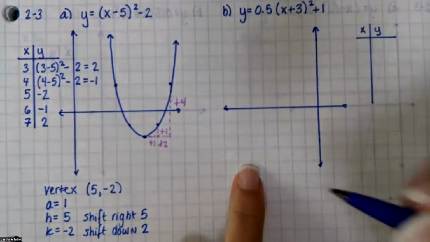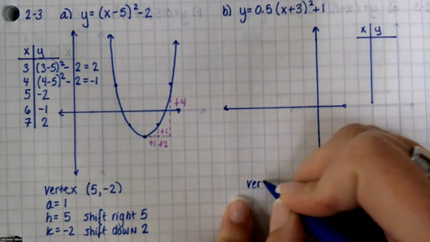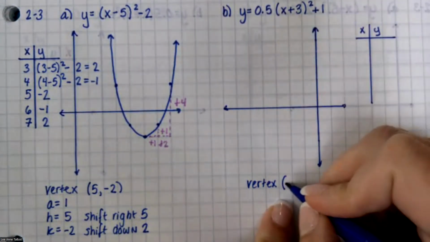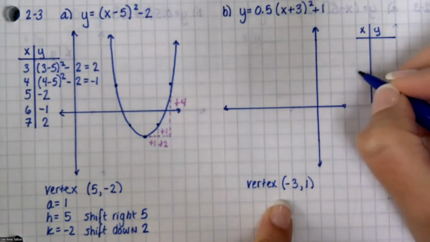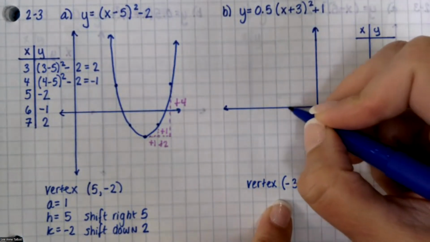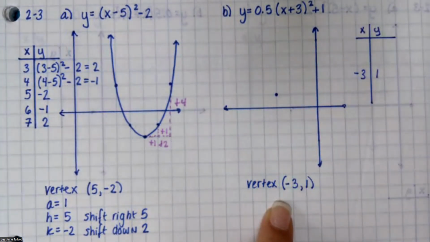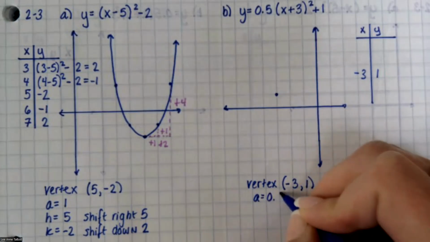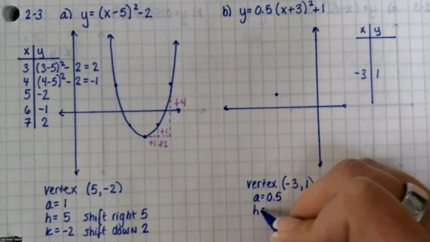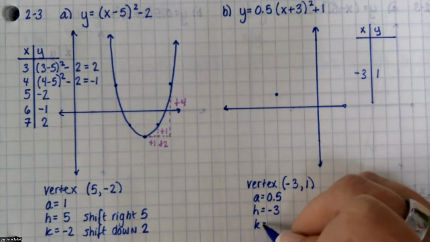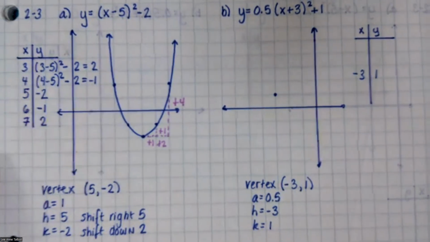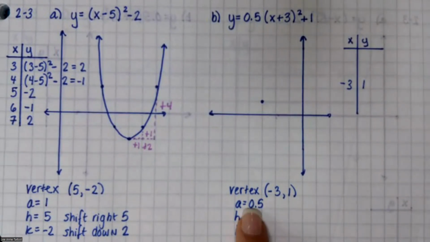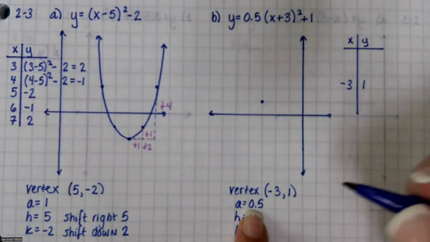Okay, first, what is the vertex for B? Perfect. -3, 1. Gorgeous. A equals 0.5. H equals -3. K equals 1. Okay, what would I write for A equals 0.5?